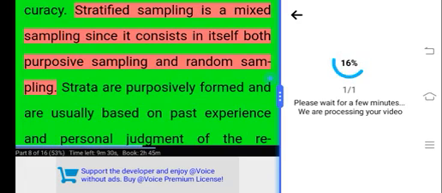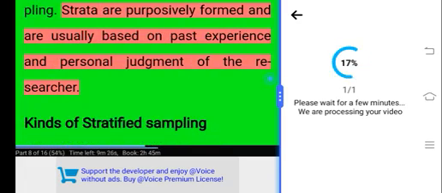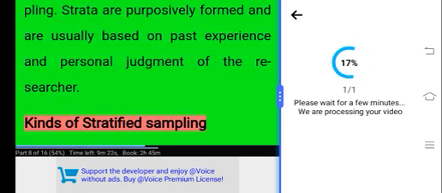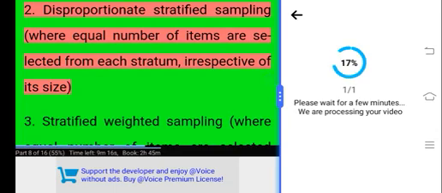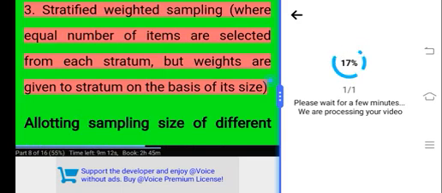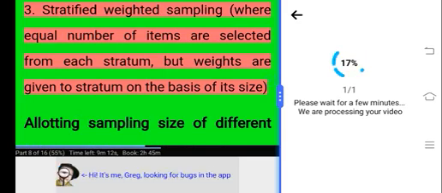Stratified sampling is a mixed sampling, since it consists in itself both purposive sampling and random sampling. Strata are purposely formed and are usually based on past experience and personal judgment of the researcher. Kinds of stratified sampling. 1. Proportional stratified sampling, where the number of items taken from each stratum is based on the size of each stratum. 2. Disproportionate stratified sampling, where an equal number of items are selected from each stratum, irrespective of its size. 3. Stratified weighted sampling, where an equal number of items are selected from each stratum, but weights are given to each stratum on the basis of its size.